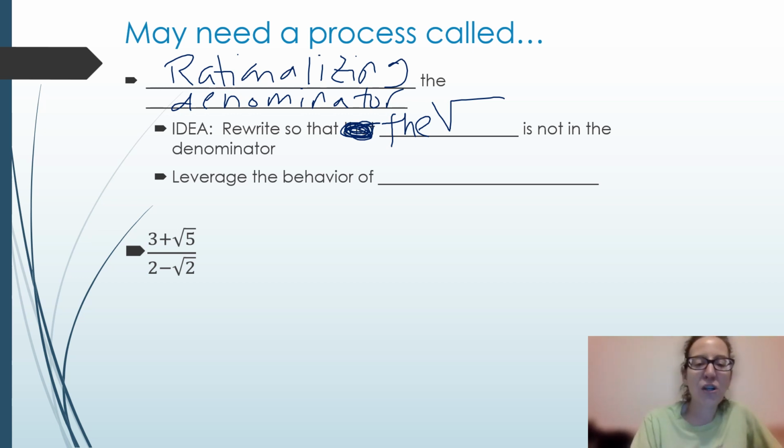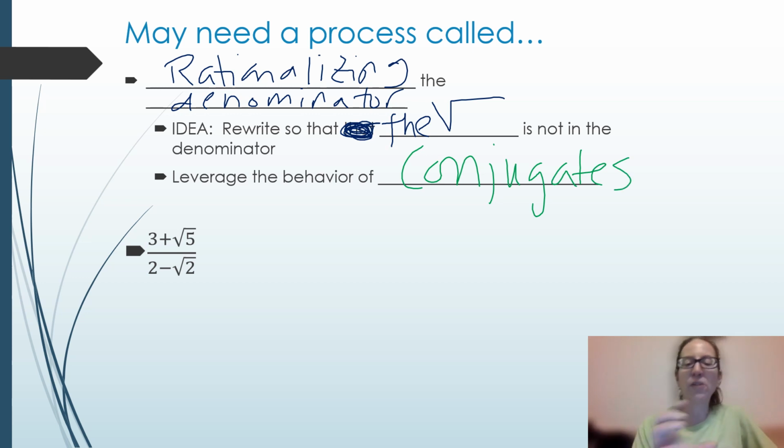Now, what we're going to do to get there is leverage the behavior of those conjugates. If you think back to that example problem, when we multiplied by a conjugate, there was no square root left. The square roots in the middle ended up canceling out, and the one at the end, we ended up squaring the square root, which got rid of it.